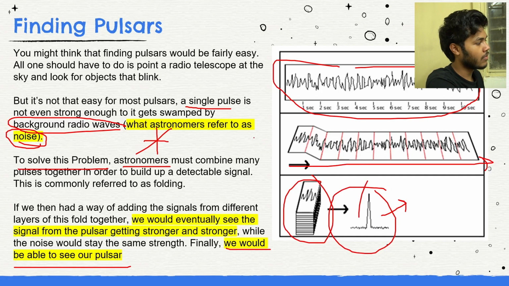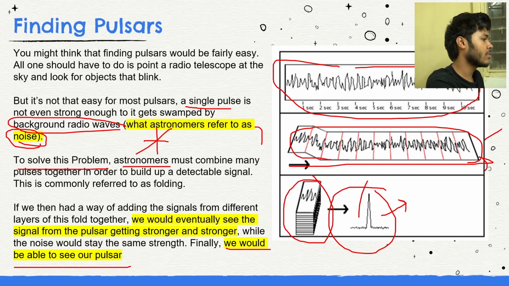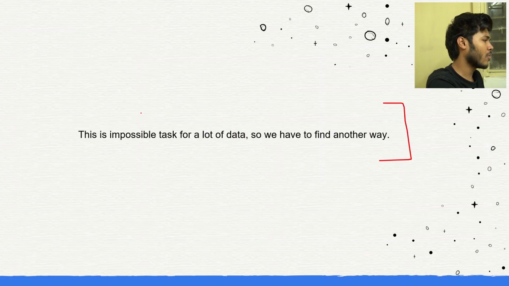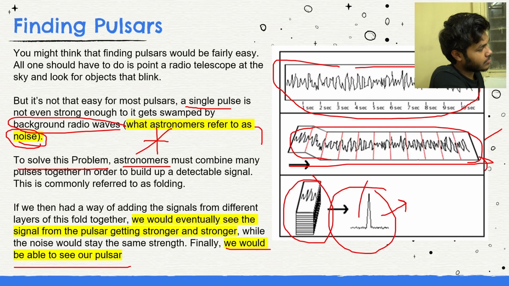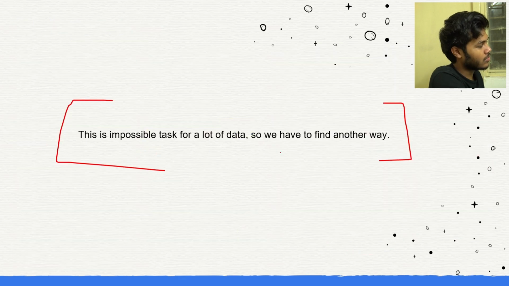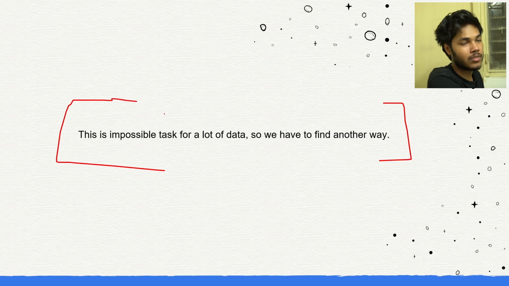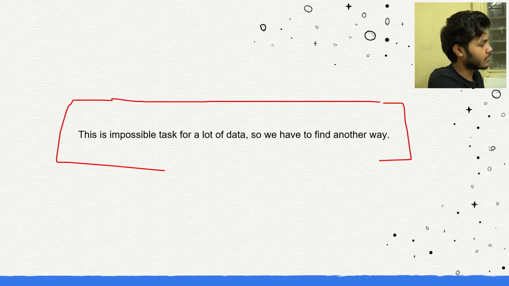But this method only works if we know the period of a pulsar, because we have to fold these signals at a period. So we should know the period of a pulsar before doing this process. It is like an impossible task if we have a lot of data. It will be impossible to analyze a lot of data using this folding technique. So we have to find some easier way.